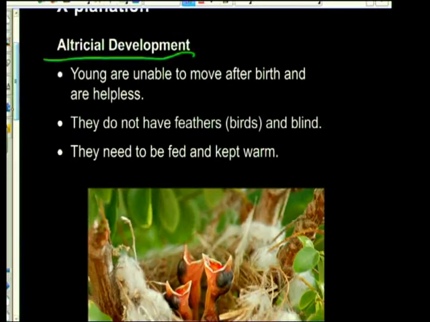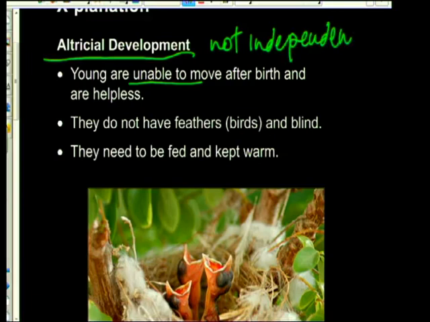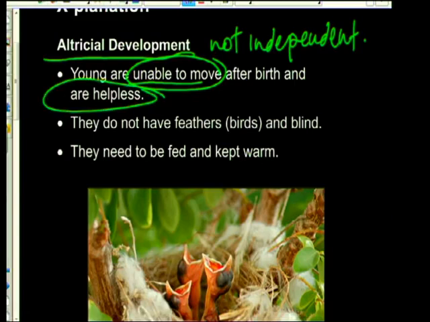Altricial would be the opposite. That means here the young are not independent at all. They are dependent. So they can't even move immediately after birth, and helpless. They are totally dependent on their parents. Does that remind you of somebody? Yep, it does. You and I were both helpless when we were born.